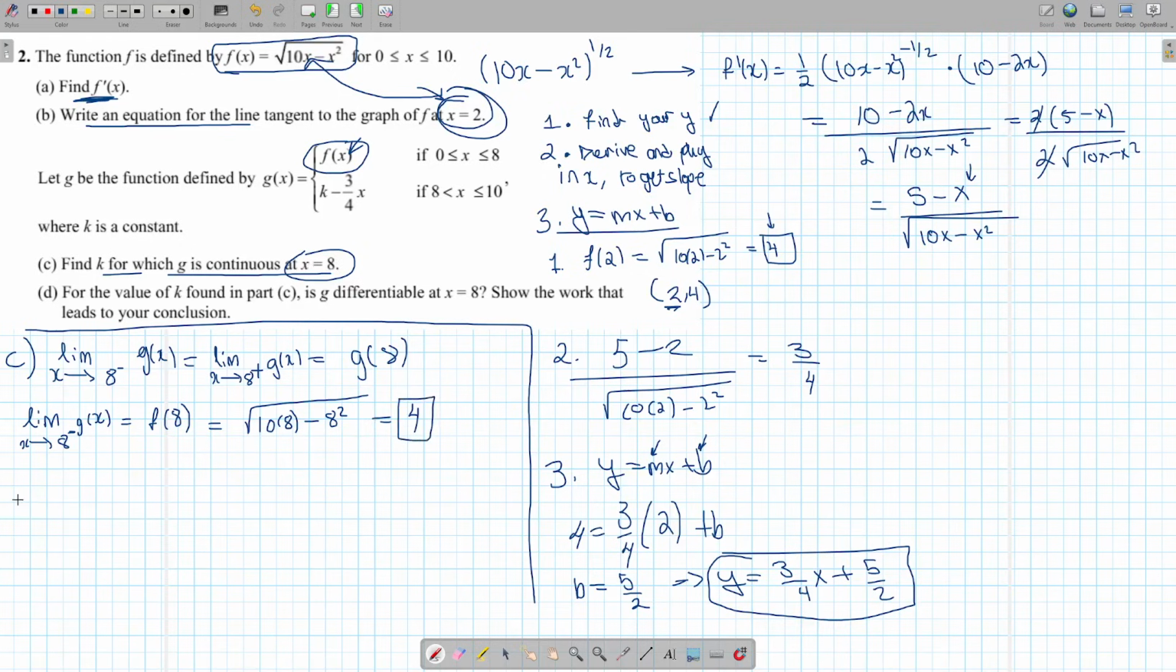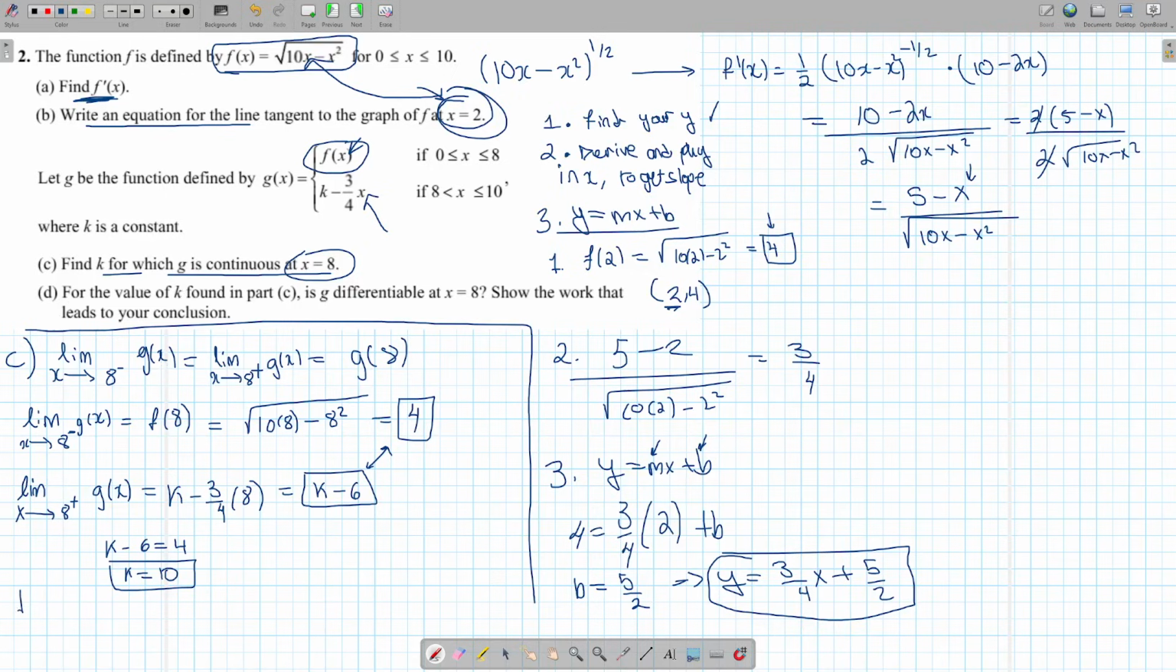Now let's evaluate the right limit. Limit as x approaches 8 plus of g of x. How much is that going to be? That means you substitute 8 over here. So it's going to be k minus 3 over 4 times 8, which is k minus 6. Now we know that these two must be equal. So k minus 6 is 4, so k is equal to 10.